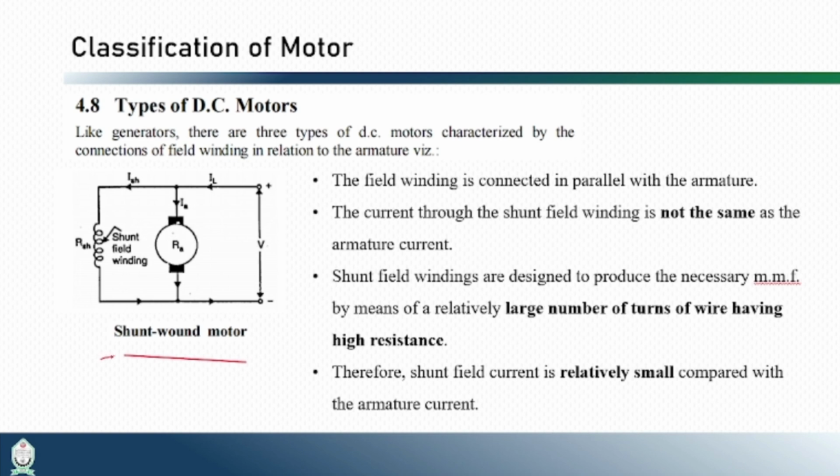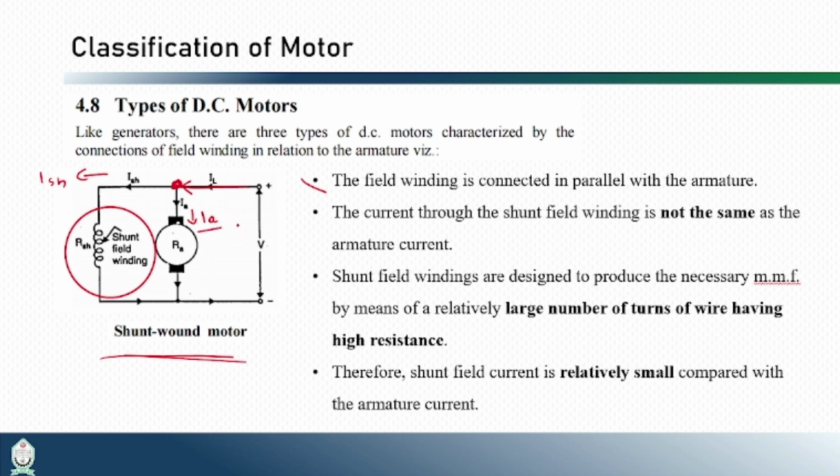So let us look at the shunt wound motor first and the features it involves. It says that the field winding is connected in parallel with the armature, which is true. Here the shunt field winding is connected in parallel with our armature and the supplied voltage, and the current through the shunt field is not the same as the armature current, which is also true. If you look here, there is a junction, so the current that is going into this junction gets divided into two parts. So here we get shunt current and here we get armature current, and we want our armature current to be as high as possible.